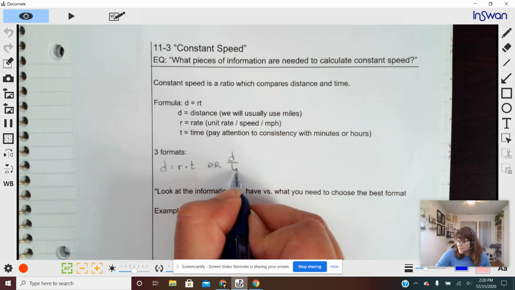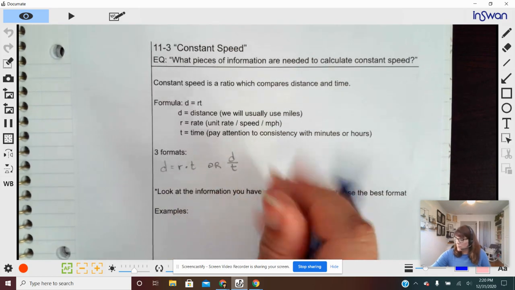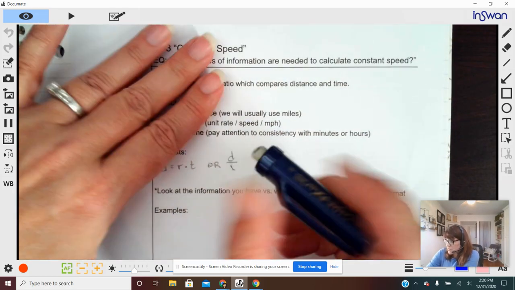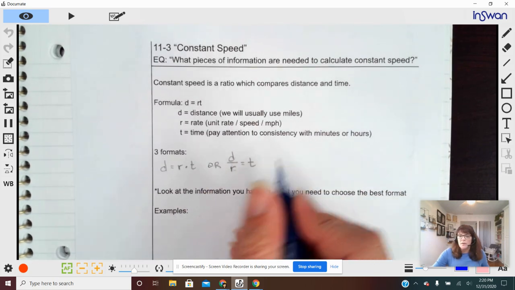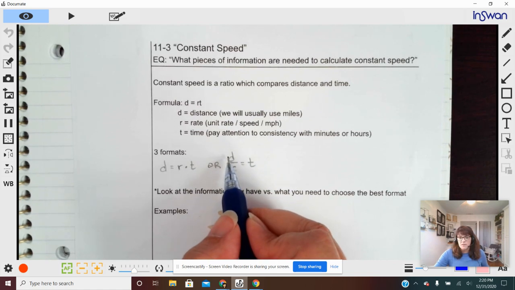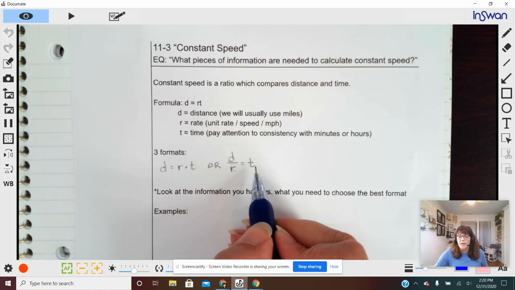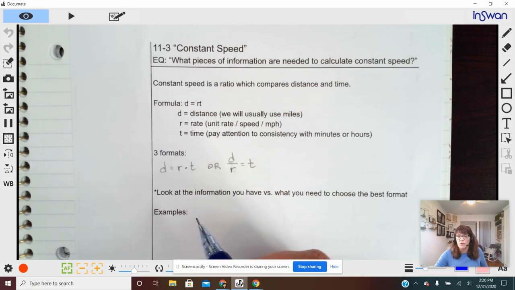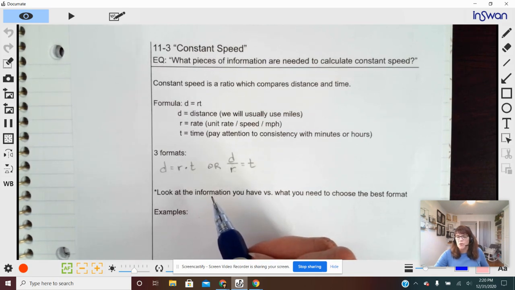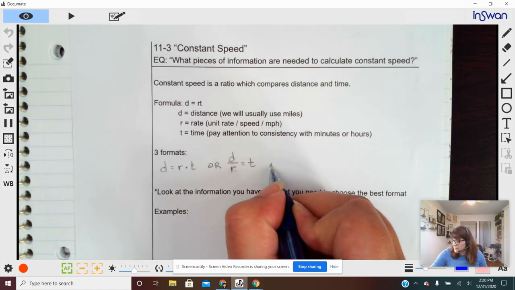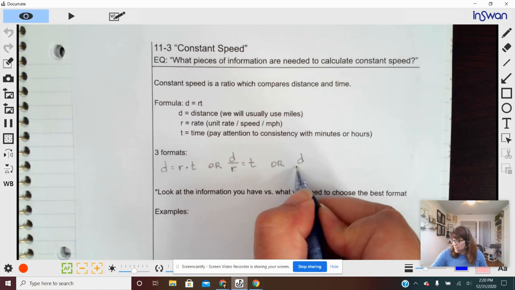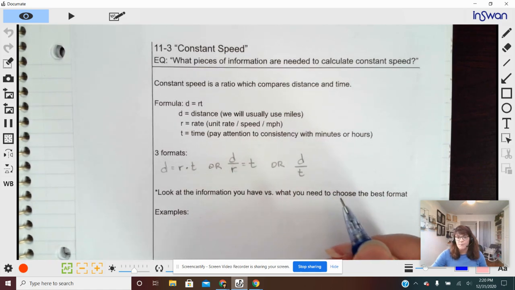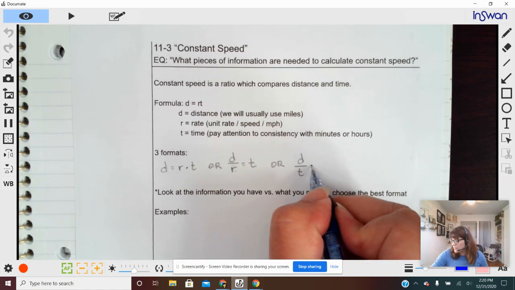Distance divided by time, or I'm sorry, I'm going to do this one first. Distance divided by rate equals the time. Distance divided by how fast I'm going tells me how much longer. It answers that universal question, how much longer? When will we get there? And then the very last one is if I have the distance and I know the time, I can then figure out the rate.